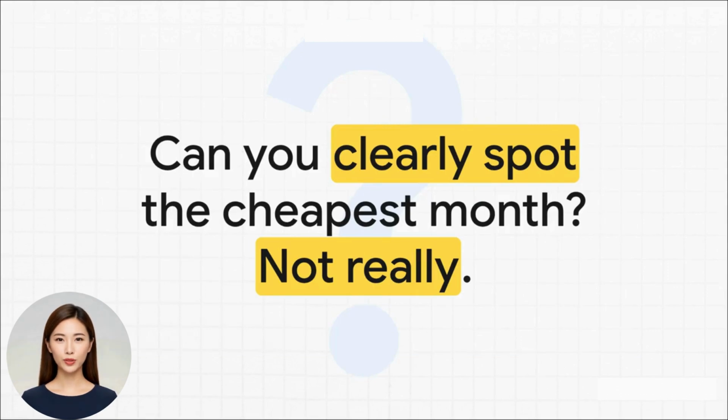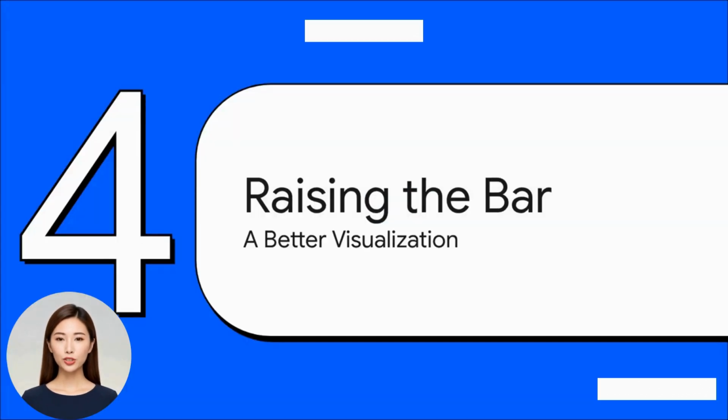Okay, so let's get back to our main question. Looking at this big cloud of dots, can you confidently, quickly tell me which month is the cheapest? It's tough, right? I mean, it kind of looks like the dots in December are lower down, but it's really messy. It's not a clear answer. This particular map, it's not helping us very much. So yeah, that cloud of dots, it just isn't cutting it. We need a clearer answer.